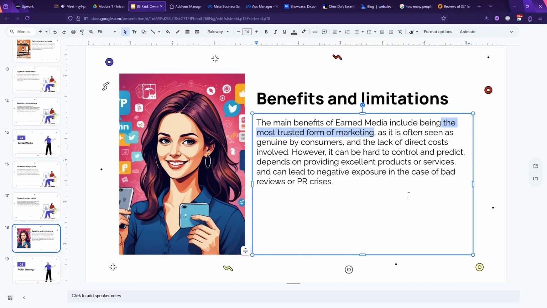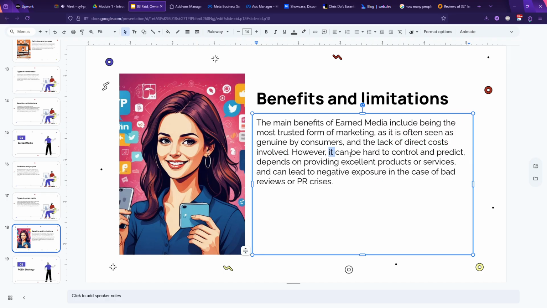Yes. So it is a more trusted form of marketing, as it is often seen as genuine by consumers, and the lack of direct cost involved. So there's no cost at all, and there's also no time involved, because it's people who are doing it for you.